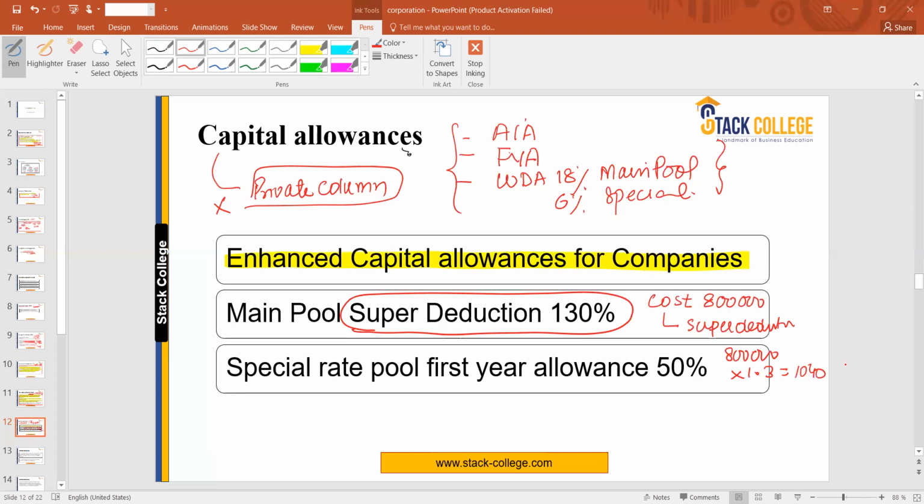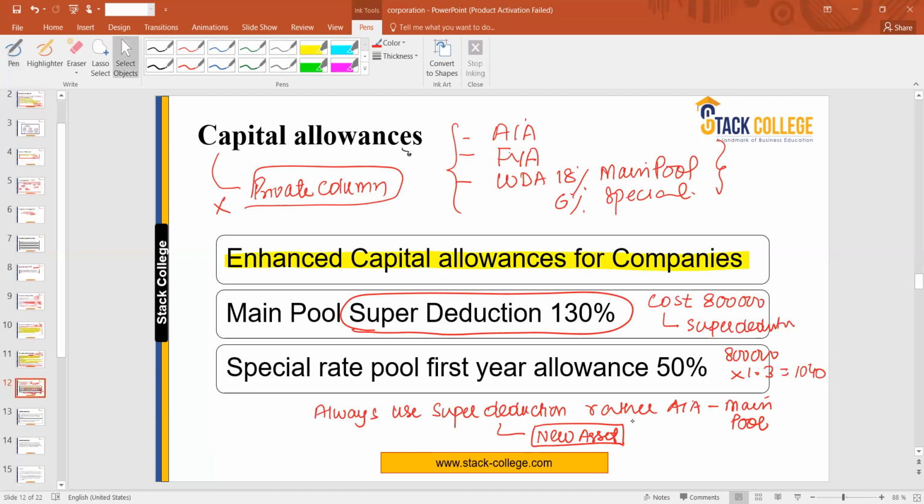Now you have a choice whether to opt for AIA or for the super deduction. So we will always go for the super deduction rather than AIA in the case of a main pool item. Remember that this super deduction is only available against a new asset, not against an old asset. So if a new asset is acquired, then we can claim the super deduction rather than AIA. We cannot get both against the main pool.